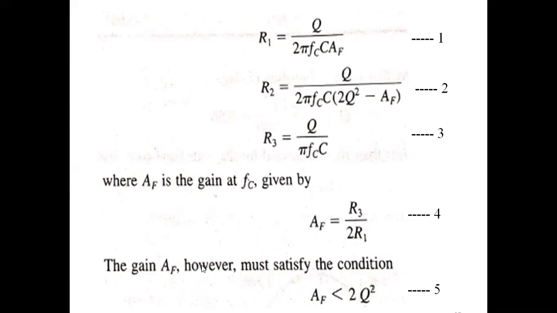Now, the gain AF, however, must satisfy the following condition. In order to design the narrow band filter, we should design it in such a way that the gain AF is always less than 2 times the quality factor square, that is, 2Q square. So the gain AF must satisfy the condition AF less than 2Q square. Call this equation number 5.